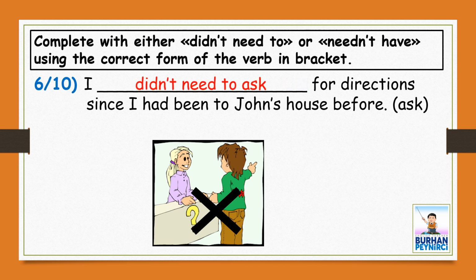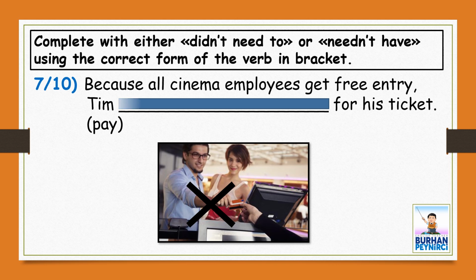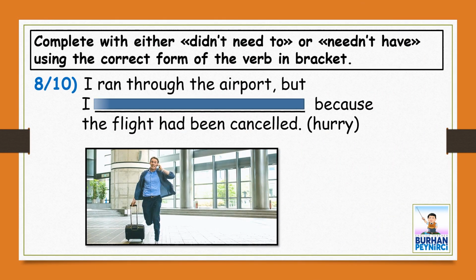I didn't need to ask for directions, since I had been to John's house before. Question number 7. Because all cinema employees get free entry, Tim didn't need to pay for his ticket. Question number 8. I ran through the airport, but I needn't have hurried because the flight had been cancelled.